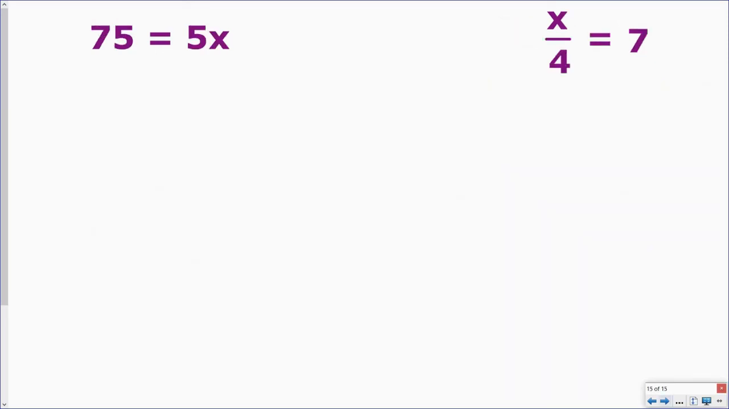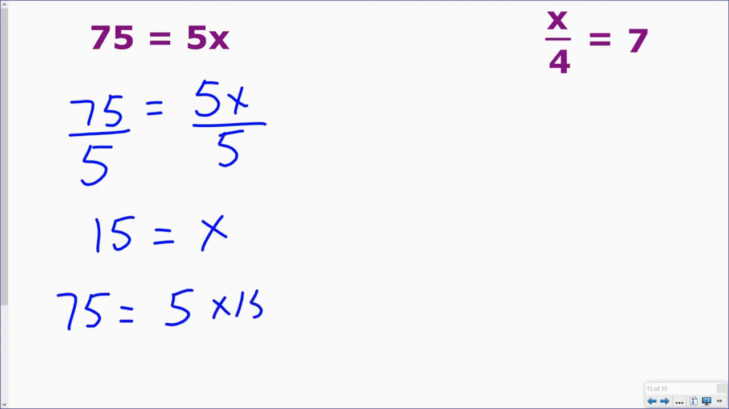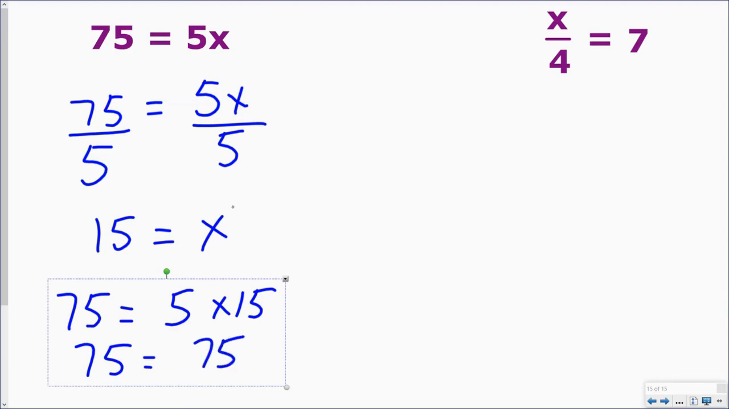Here I have 75 equals 5x. So again, the inverse of multiplication is division. So 5x divided by 5 is the same as taking 75 divided by 5. 75 divided by 5 is 15. And so 15 equals x. I'm going to substitute that back in to my equation. So 75 equals 5 multiplied by 15. 75 equals 75. So I know this is correct.